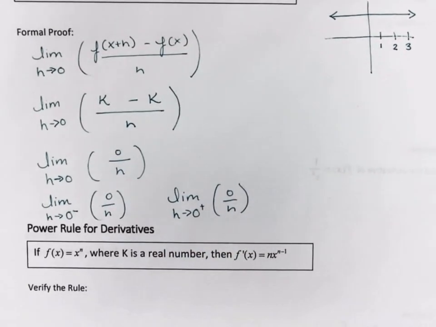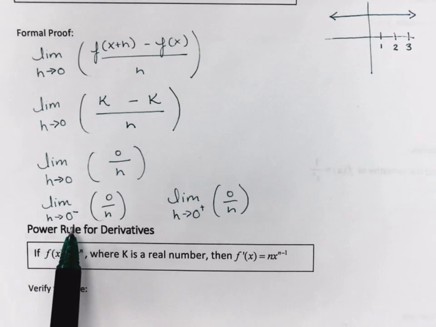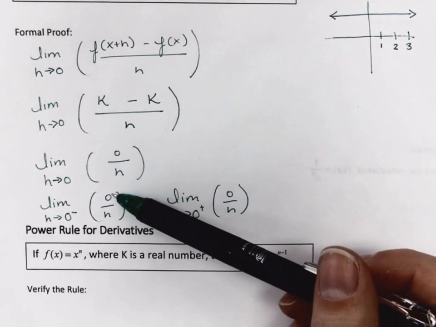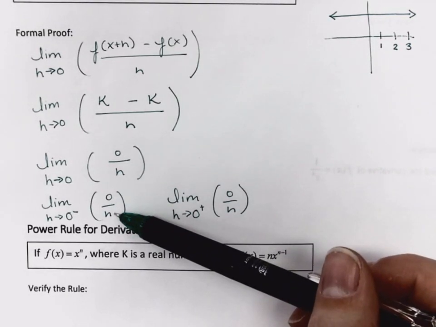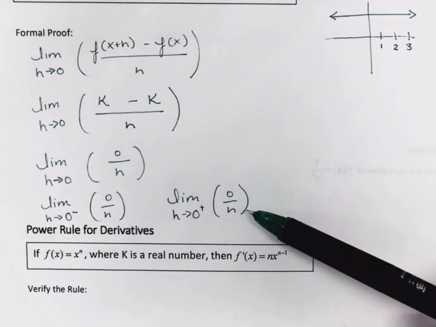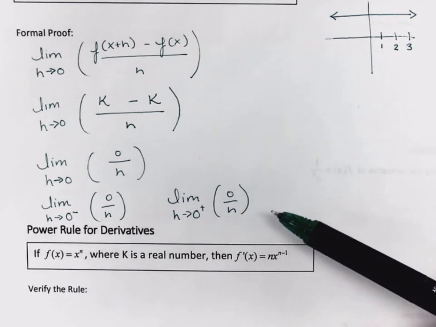So I wrote those out, but I didn't really need to. If h is coming from the left-hand side, it's going to be like a negative 0.001, right? It's going to be a really small negative number. So if I take 0 and divide it by a really small negative number, what am I going to get? 0. If I come from the right-hand side, it's going to be 0.0001. So I'm taking 0 and dividing it by a really, really small positive number. Also 0.